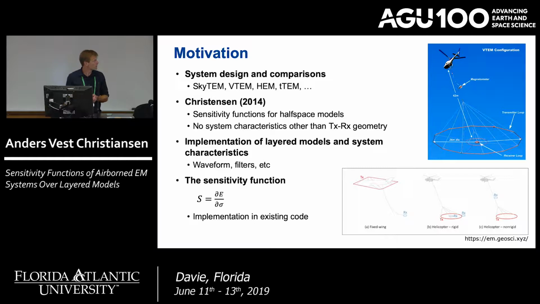So already in 2014, and there's been several papers, but I'm just going to mention this, that Vest Christiansen published in 2014. He actually did publish sensitivity functions for these kinds of methods. He did it on half-space models to simplify things, and he also did not discuss at all system characteristics other than the physical positioning of transmitter and receiver.